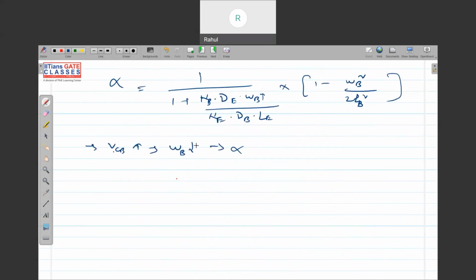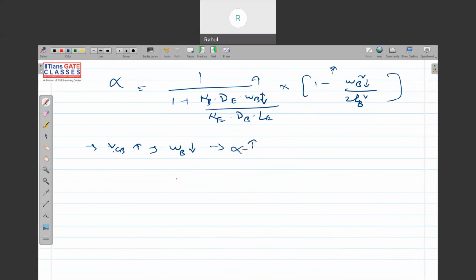Base width will decrease, because when you increase VCB, the depletion width will increase, but the effective base width will decrease. When base width decreases, this factor will increase. If it decreases, then this factor will also increase. So both will increase. That means alpha will increase.